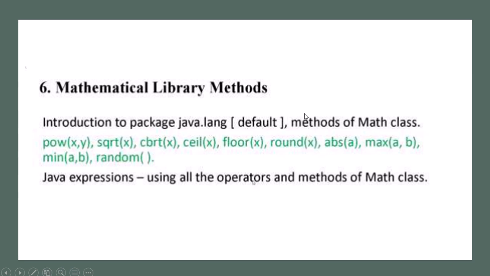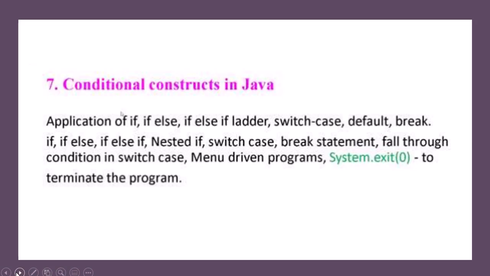Sixth chapter is mathematical library functions, all the packages of java.lang, which is default, methods of the class: power, square root, cube root, ceil, floor, round, absolute value, max, min, random, and also you can go through rint. Java expressions using all the operators and methods of the Math class you have to go through.